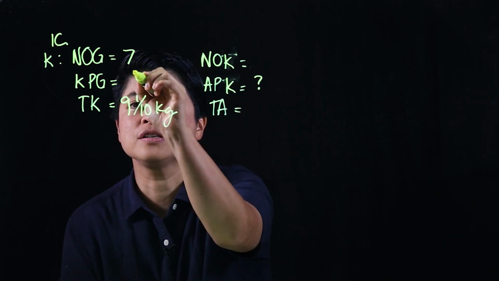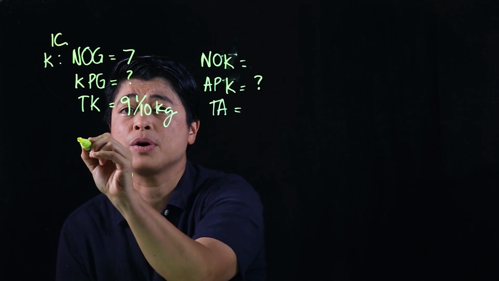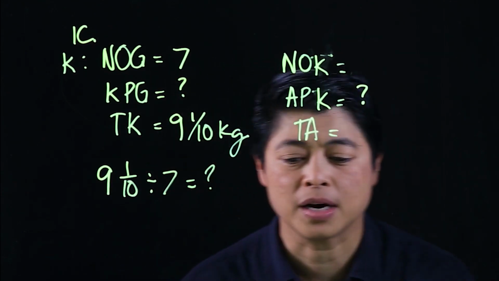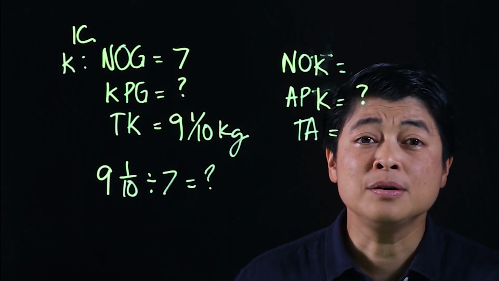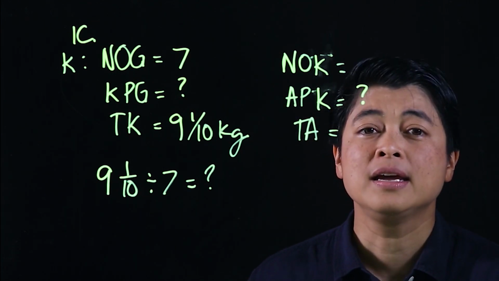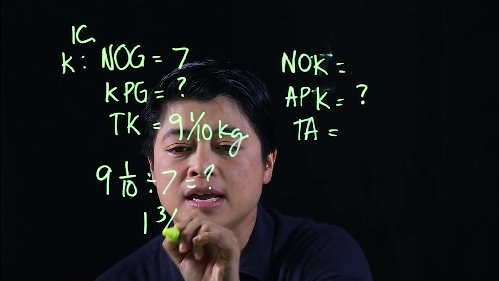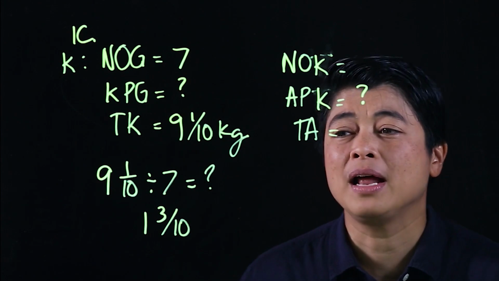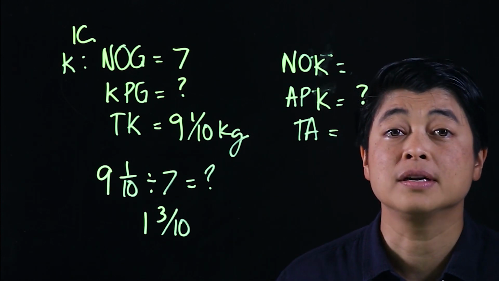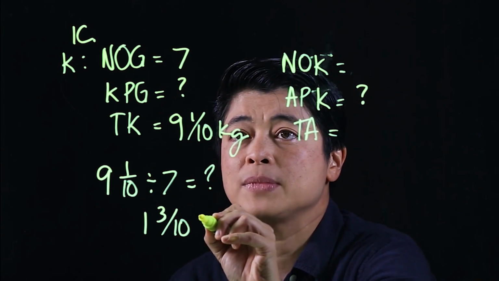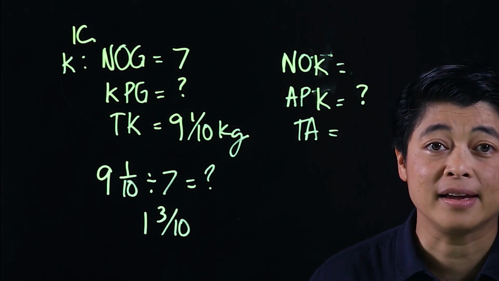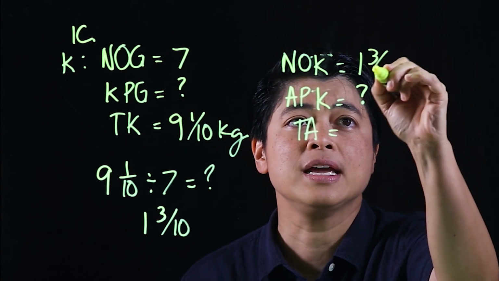Since the first one here is missing, this is a division problem: 9 1/10 divided by 7 equals question mark. Now, this problem assumes that you can use a calculator. If you plug it in, you should get 1 3/10. At the end of the problem, I'll show how to use the calculator just in case you're unfamiliar with it. This is now the number of kilograms per bag.